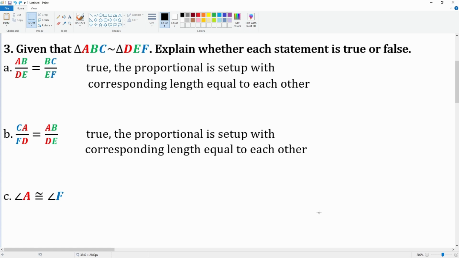And the last one, angle A is congruent to angle F. That is false. In similar triangles, you can actually say the red part of A is congruent to the red part of angle D, right? The first letter has to be corresponding to the first letter. Okay, so that is the only one that's technically false.